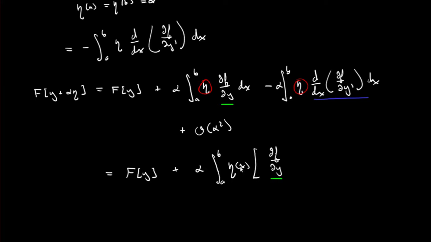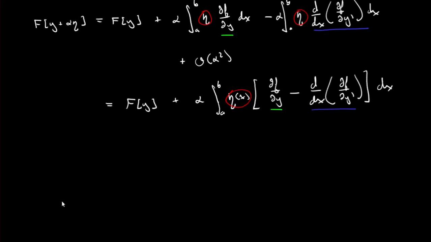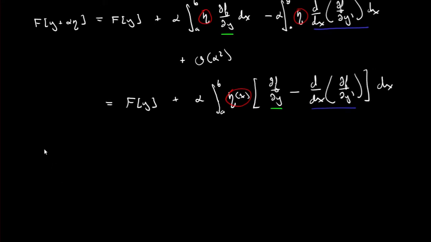We're collecting this, and that's going to come as a minus, because we're collecting a minus sign, times d/dx of df/dy prime, and that's to be integrated with respect to x. And of course, that came from here, that's that term there. And of course, the eta is just the same eta from over there, so we've collected them. Now, this is the payload. This is where we kind of get the result of all our hard work.